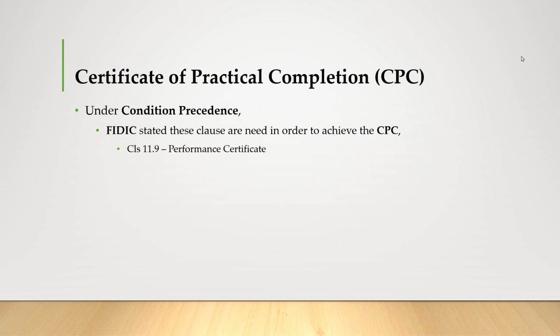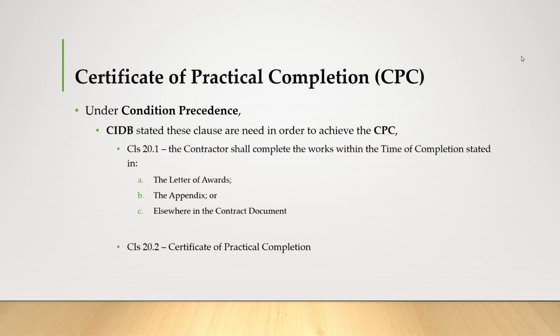And in FIDIC, the condition precedent is clause 11.9. The performance certificate will be issued after they have done all the remedial works. So under the condition precedents, CIDB stated these clauses are needed in order to achieve the CPC.